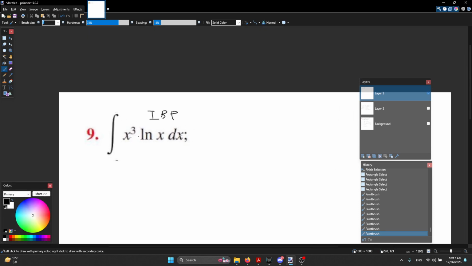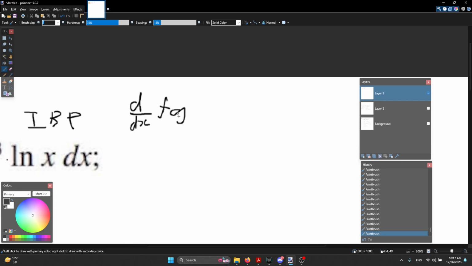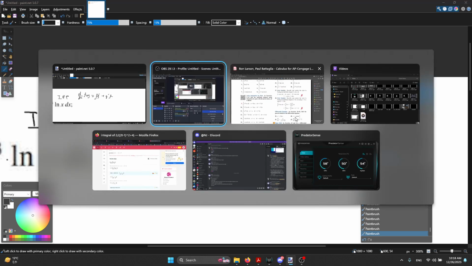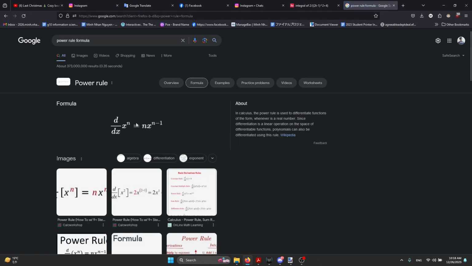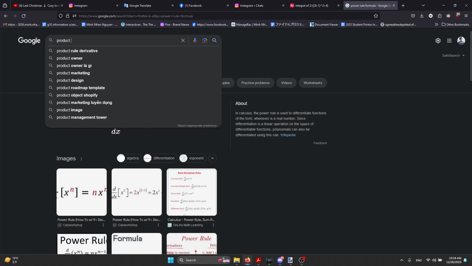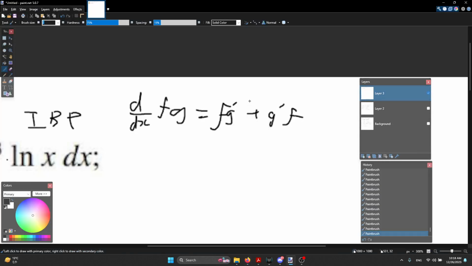But basically, if you recall the power rule, d over dx of f times g, where f and g are functions of x. Let's assume that. So it's f prime g plus g prime f. I think that's the power rule. Wait, I might be wrong. Oh no, product rule. Product rule. So u dv plus v du, right?